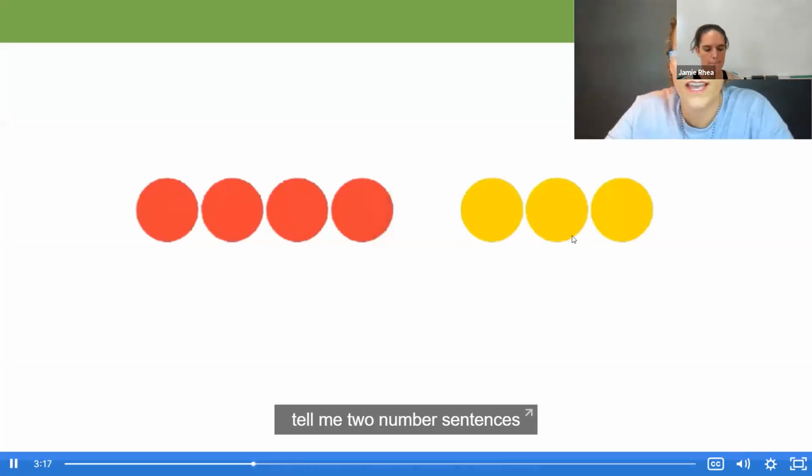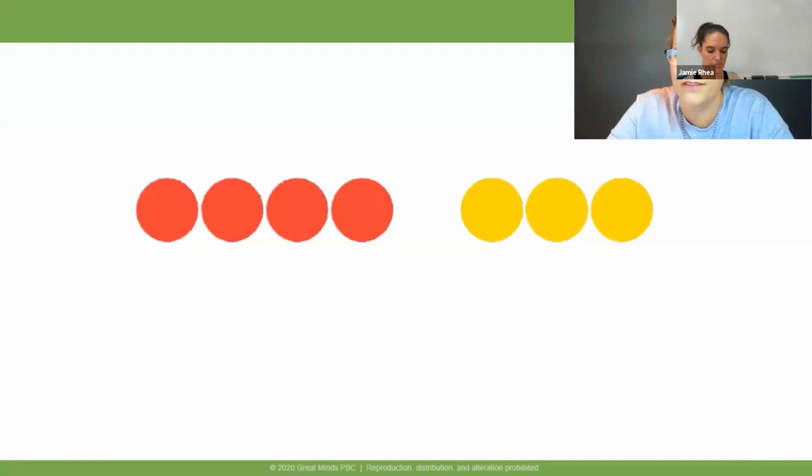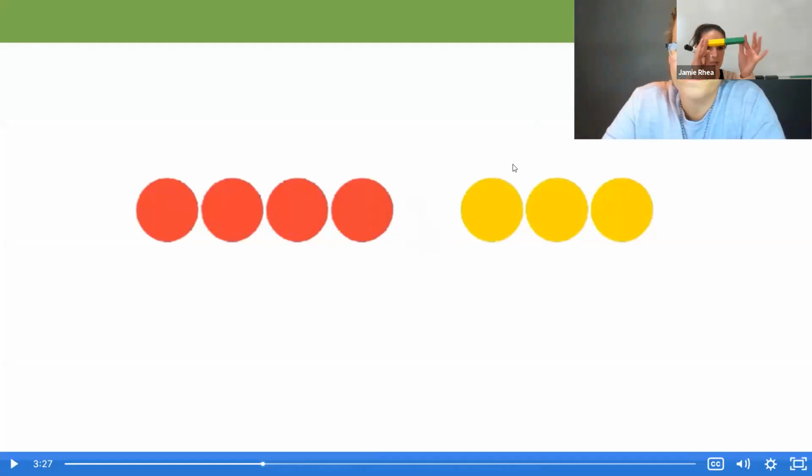Take a moment to think, and when I signal, tell me 2 number sentences that you could write to match your materials. Let's think first. So let's look at what we have. So I could start with my yellow and say I have 3 yellow and 4 green.